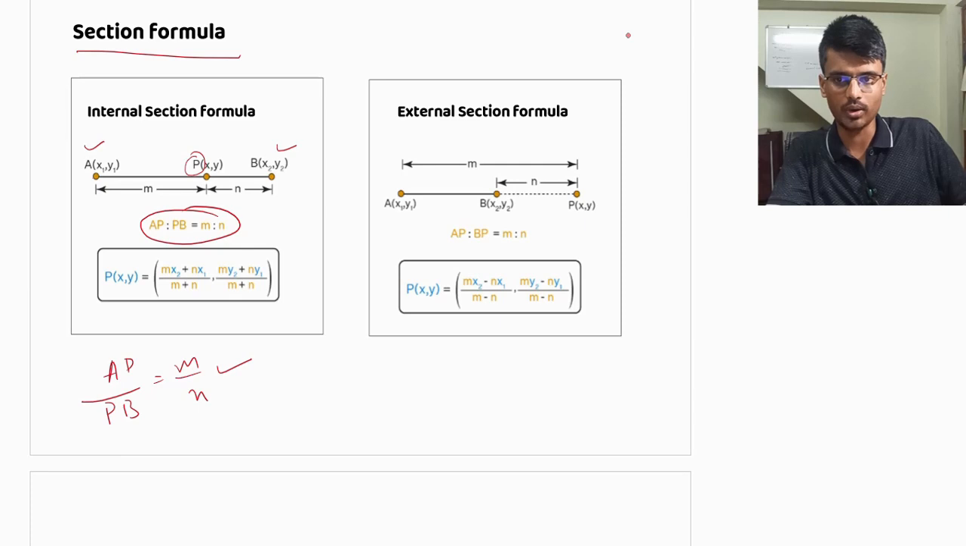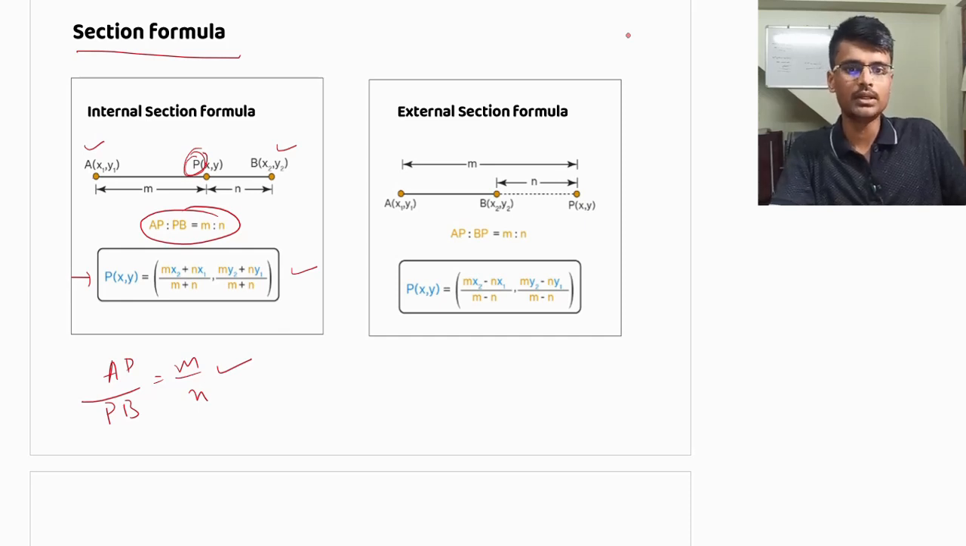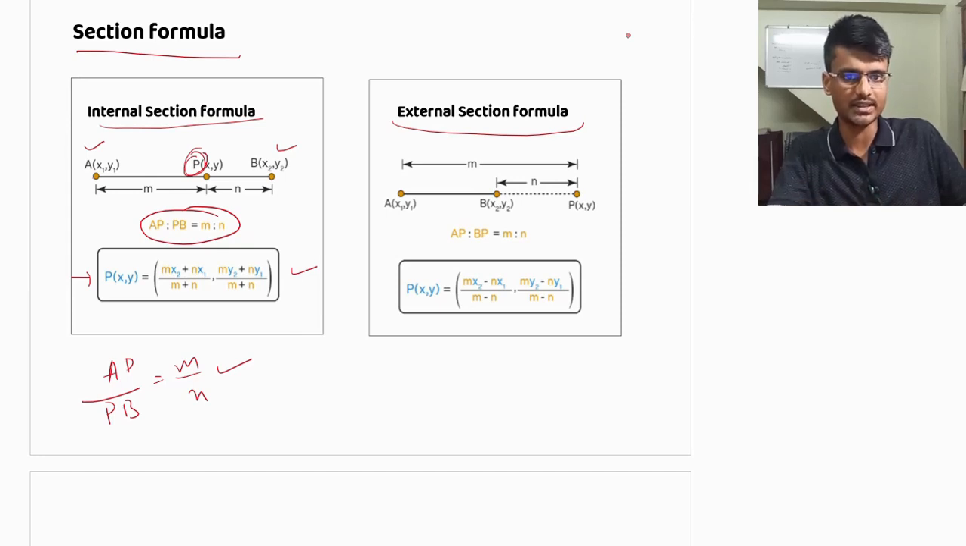We need to find out the coordinates of point P. To find the coordinates of point P, we have this formula: (mx2 plus nx1) by (m plus n), comma (my2 plus ny1) by (m plus n). Okay, simple formula. Here it is the internal section formula; there is also an external section formula. In internal section, the point is in between the line segment, but in external section the point is outside. Here AB is here but P is outside.